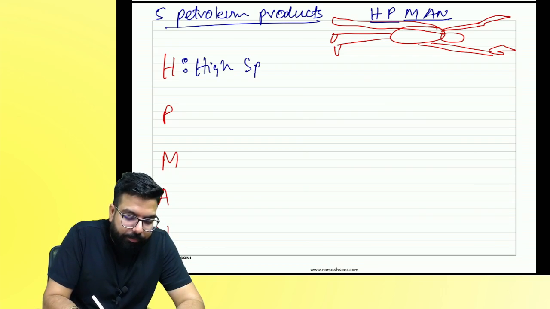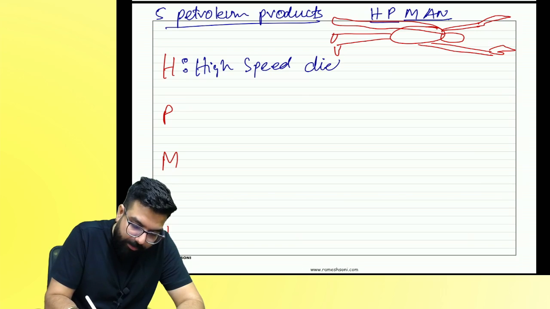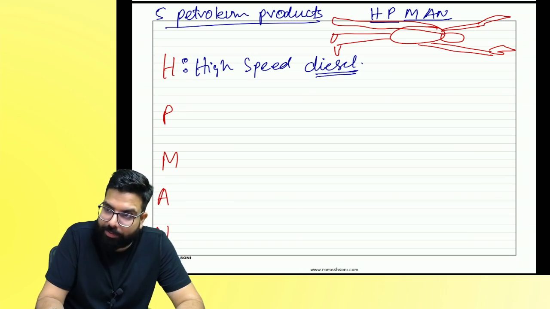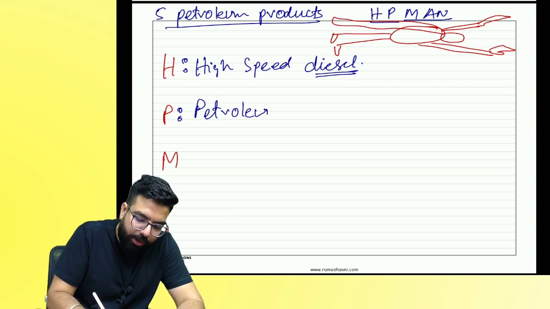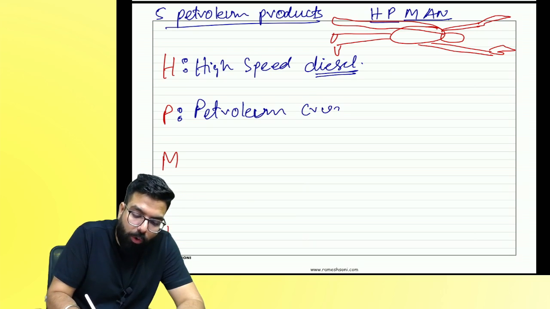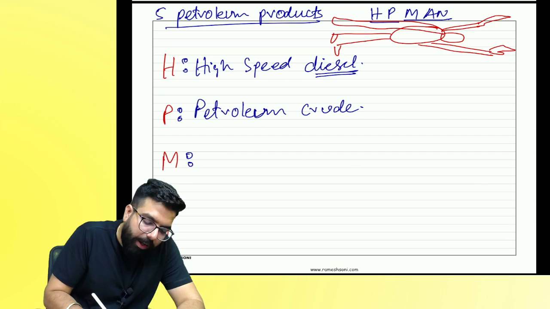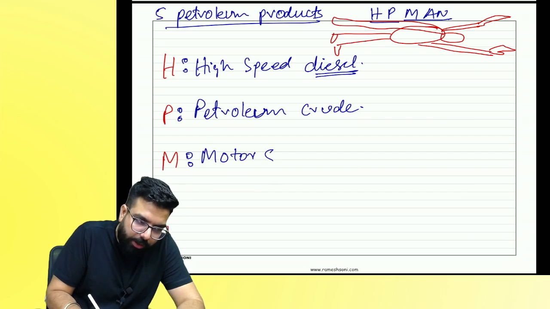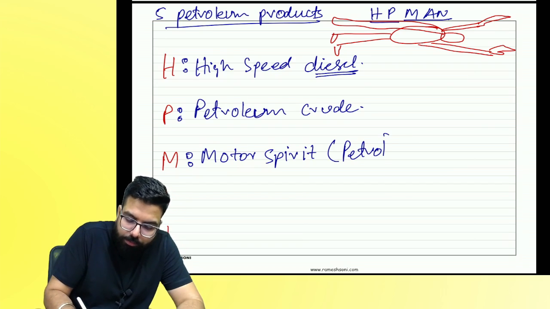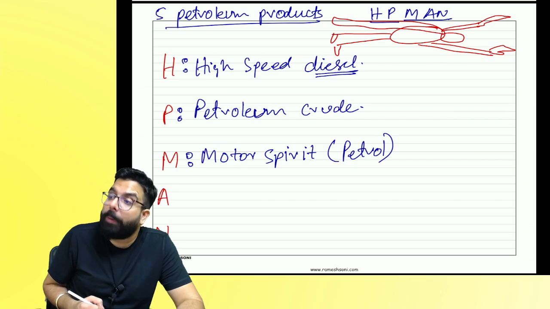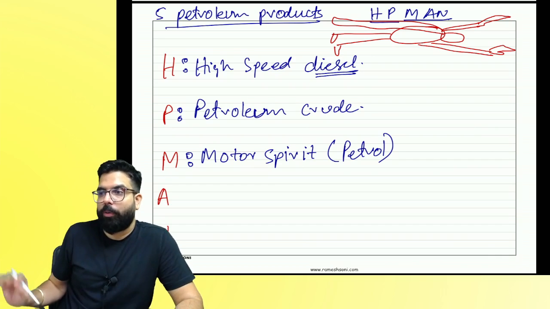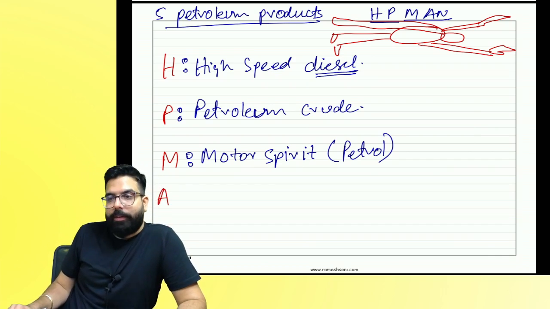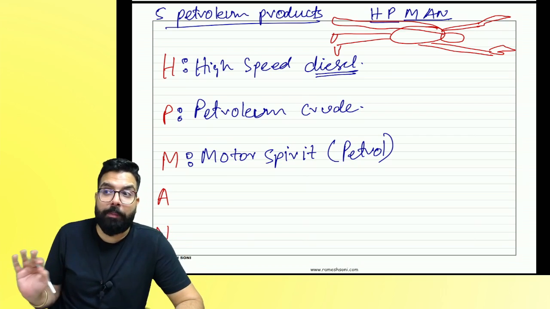High speed diesel. Baba, diesel. You know diesel, everyone. P means petroleum crude. Crude petrol, you know. M means motor spirit. Motor spirit means petrol, commonly known as petrol. Petrol ka good name is what, everyone? Motor spirit. Don't go to a petrol bunk and say, give me motor spirit. You have to say petrol only there. Okay? Good name is what? Motor spirit.